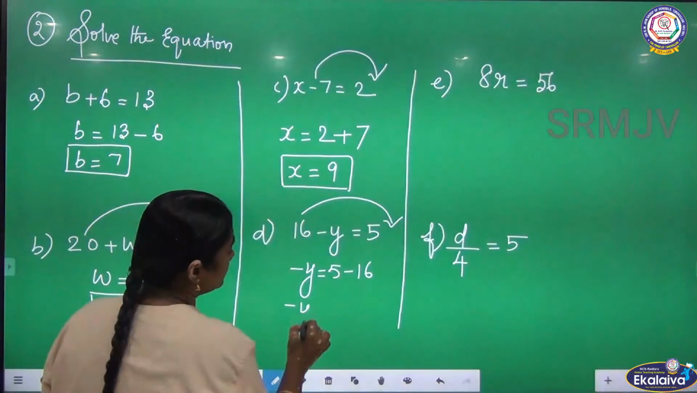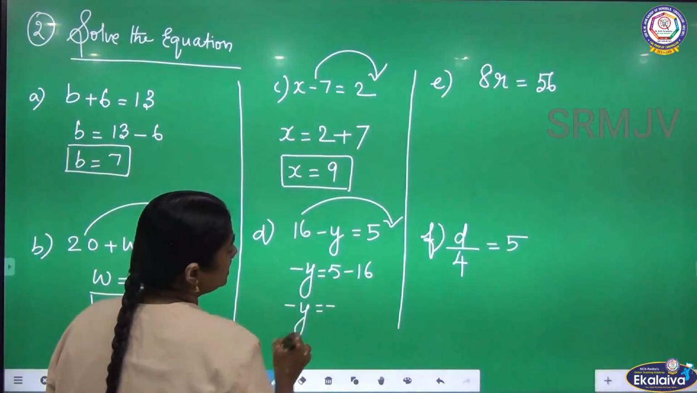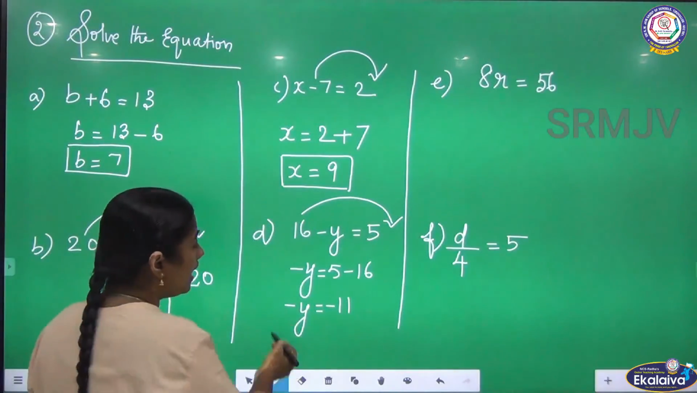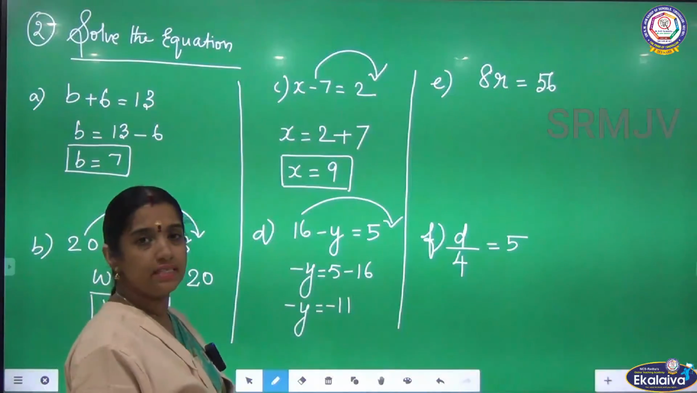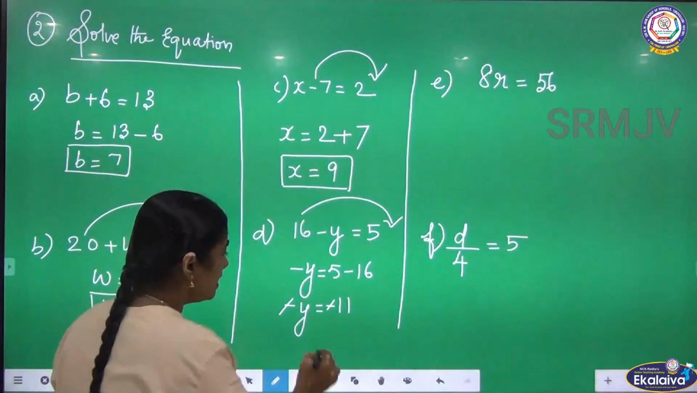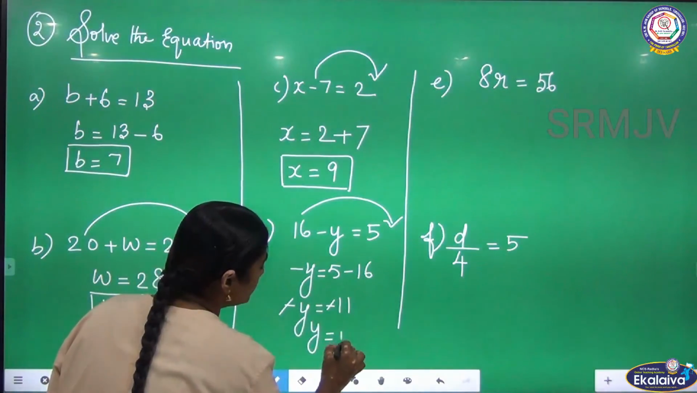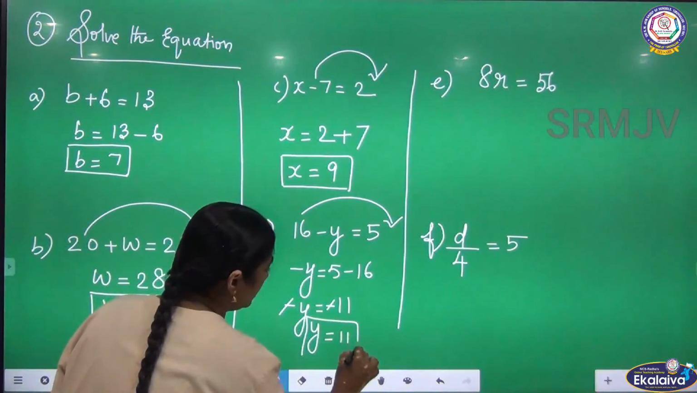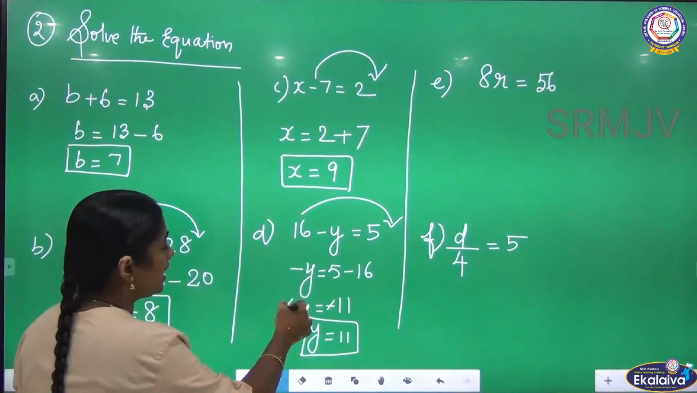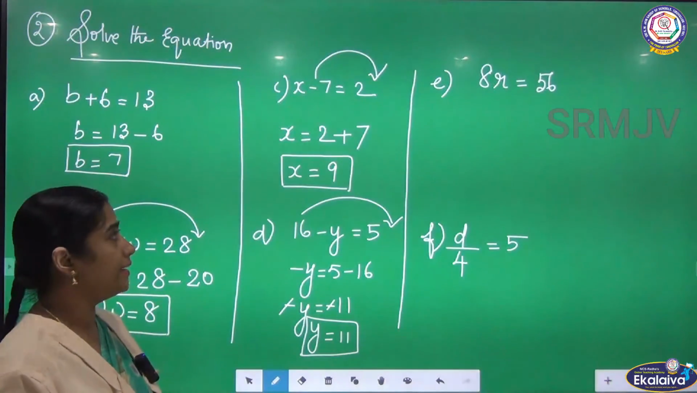Then what is the answer for this? Minus 11. Both the sides have a minus symbol, so I can cancel those two minuses. When it cancels, what is the answer? y is equal to 11. Can you clear this? I am just cancelling the two minuses here.